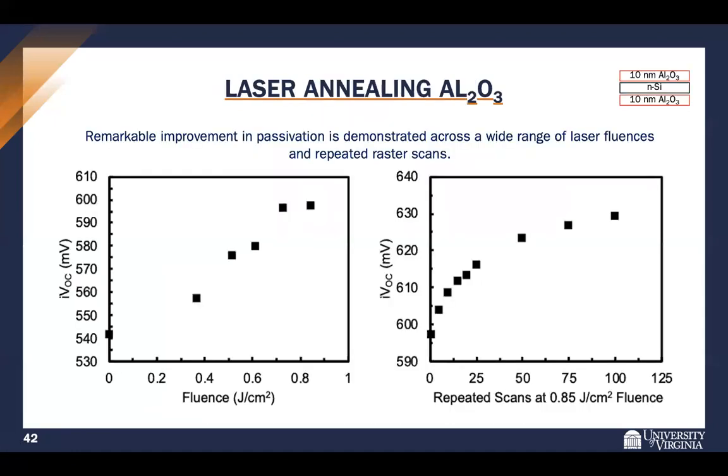Also, I looked at laser annealing of the aluminum oxide, and this results in a remarkable improvement in the passivation across a wide range of laser fluences that I tested, and also a number of repeated laser scans. So you can see the implied open circuit voltage increasing with laser fluence. And if we take this maximum fluence and repeat that across up to 100 scans, the IVOC continues to increase up to 630 millivolts from a starting value of around 545.